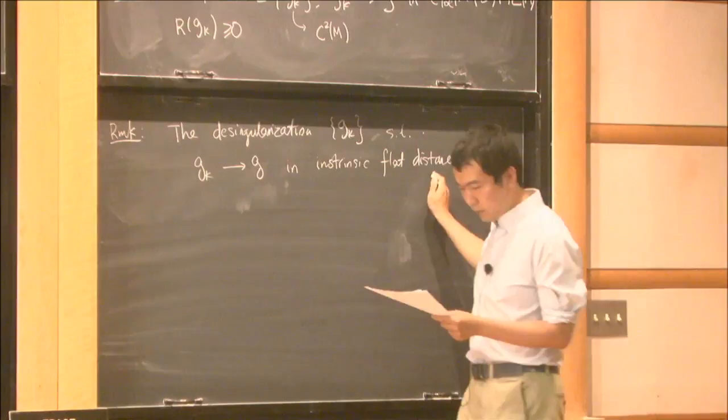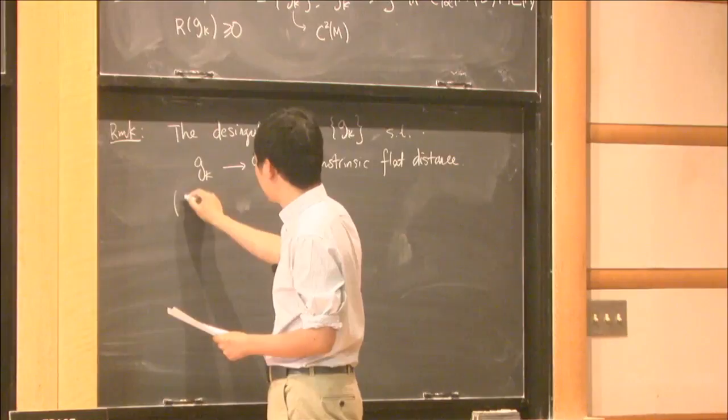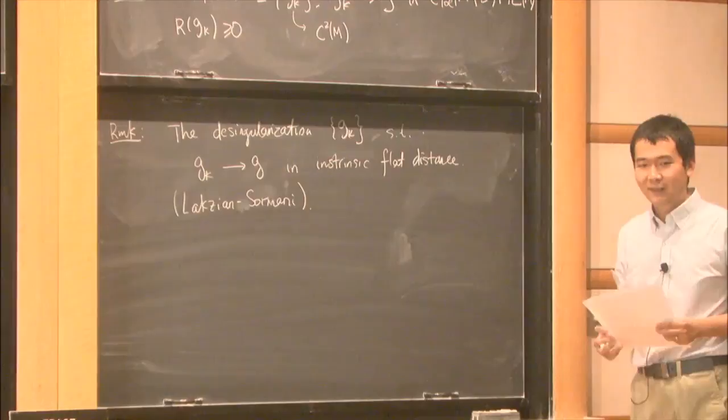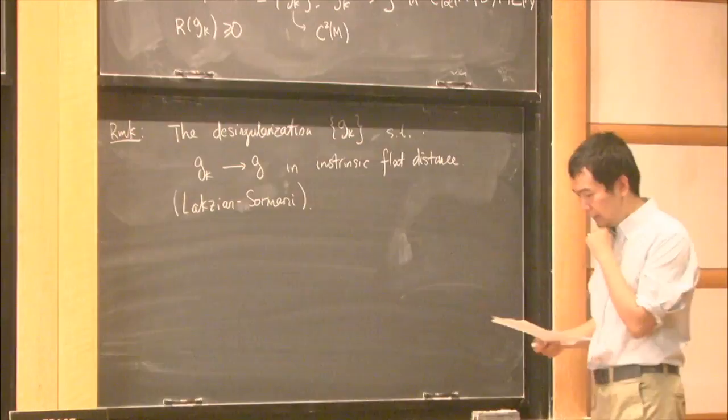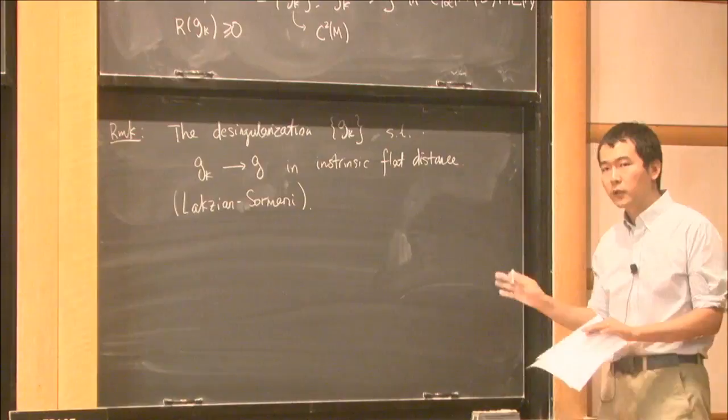Just in the last case or in all the cases? In all the cases, the convergence is in the intrinsic flat distance. And it follows from a theorem of Lakzian and Sormani. You correct me if I am wrong. Okay. So I think this is true. So in particular, these singular metrics are a large non-trivial family of examples of how positive scalar curvature can degenerate in intrinsic flat convergence.